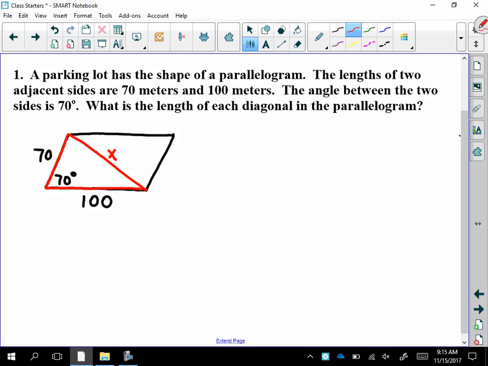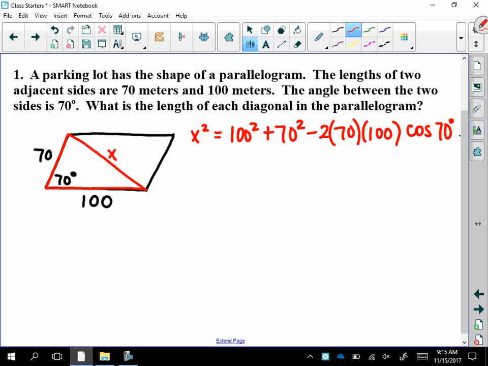Because we're trying to find x, that's going to go on one end of the equation. And of course, the angle opposite x, which is 70 degrees, will go on the other end of the equation. And then in between, we're just going to fill in 100 squared plus 70 squared minus 2 times 70 times 100 times the cosine of 70. And then from there, we just put all this into the calculator and evaluate. So we'll type all that in, just as one long line, and then take the square root of it.